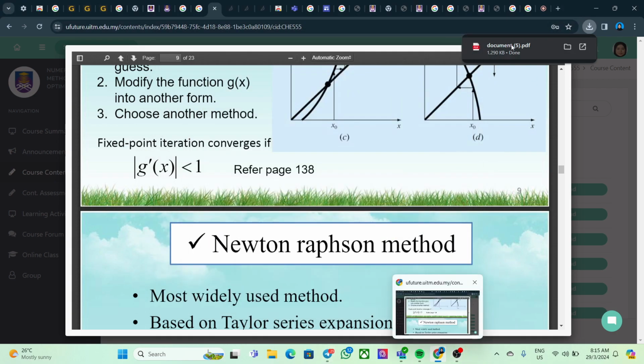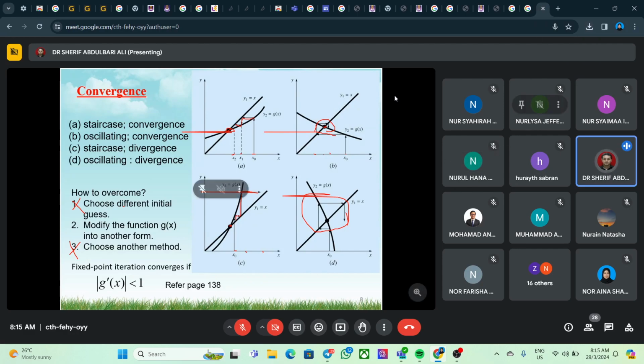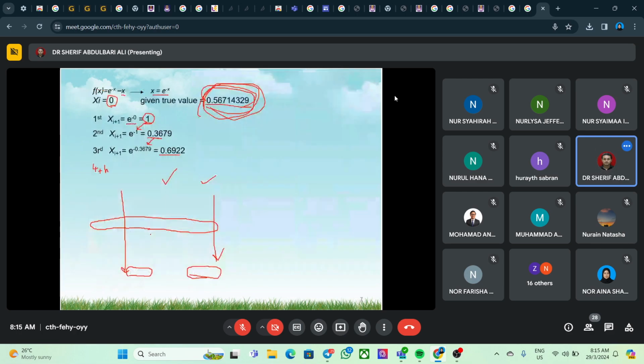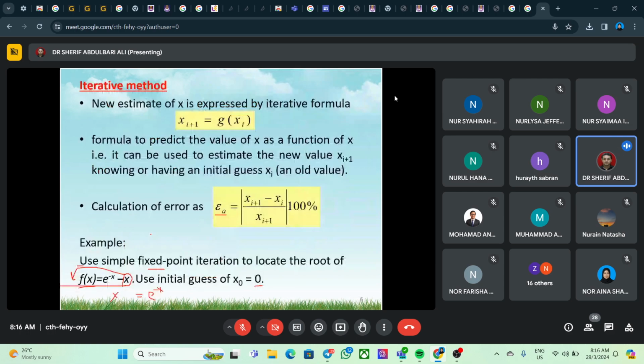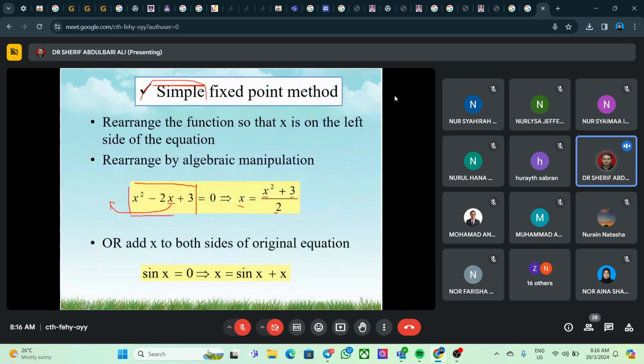Because when the question is coming, you have to follow the exact initial value that we give in the question, and you have to follow the exact method that we are putting in the questions. The only way to do that is number two: modify the function into another form. What does it mean? Let's go back to the first slide, where we are talking about this equation.